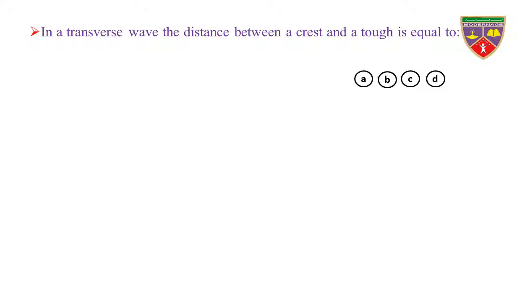In a transverse wave, the distance between a crest and trough is equal to option A, lambda by 2, option B, lambda by 4, option C, lambda, option D, 2 lambda. The key is lambda by 2. Therefore, the correct option is A.